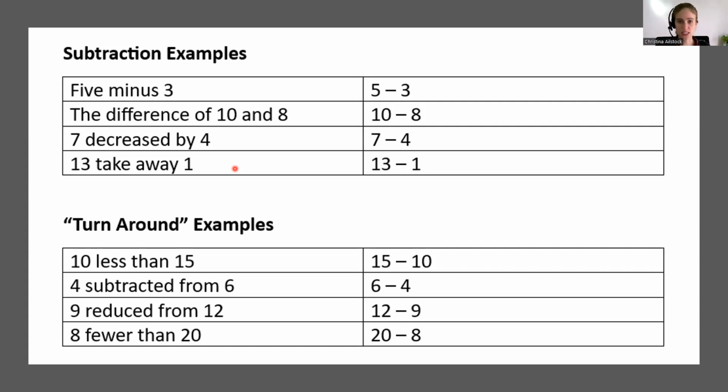Where it can get tricky, where it's important, is what I like to call the turnaround examples, where they're actually written backwards from what they say. We're turning it around and putting it at the end. This is really important because when we're dealing with subtraction, if we subtract our numbers backwards, it could affect our answer and whether we get a positive or a negative number.